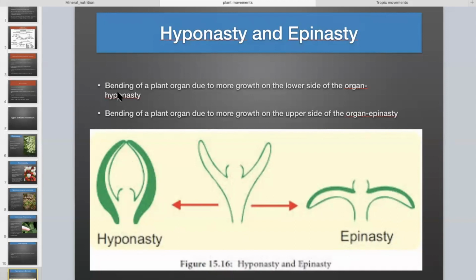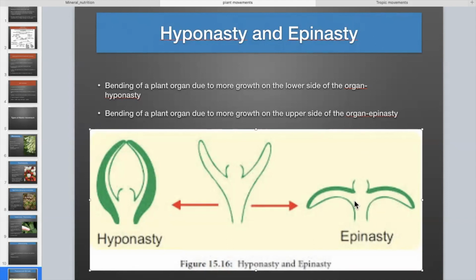If there is a bending of a plant organ due to more growth on the lower side, see here, why is it moving upward? Because there is more growth on the lower side. If there is more growth on the lower side, what will happen? They will bend in this manner. That's why they are closed. This is called hyponasty.